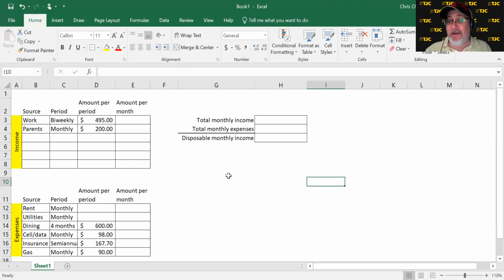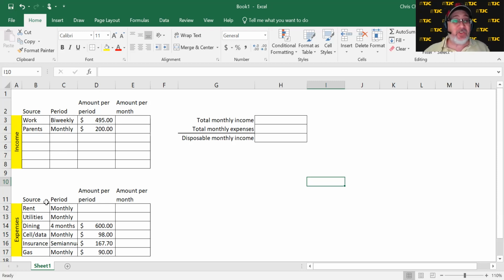Let me kind of explain how I have this set up. I've got a place for income and a place for expenses. Under the income, I have 4 columns: source, where it comes from; period, how often it happens; amount per period, when it happens, how much is it; and then a place to scale it down to per month, some of which are already per month.